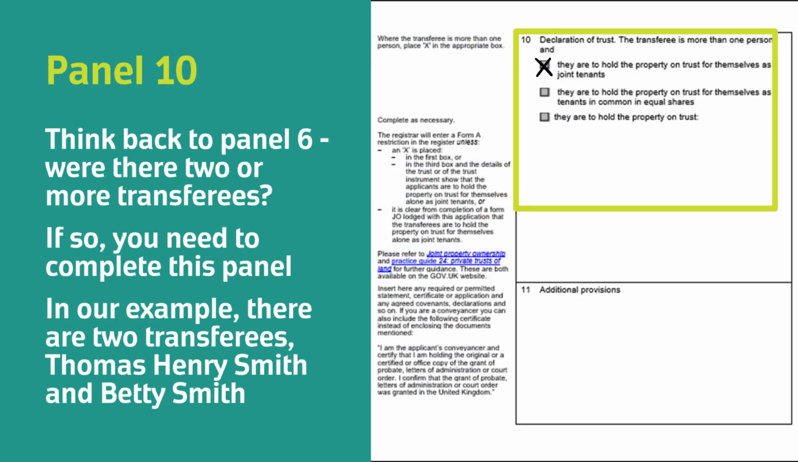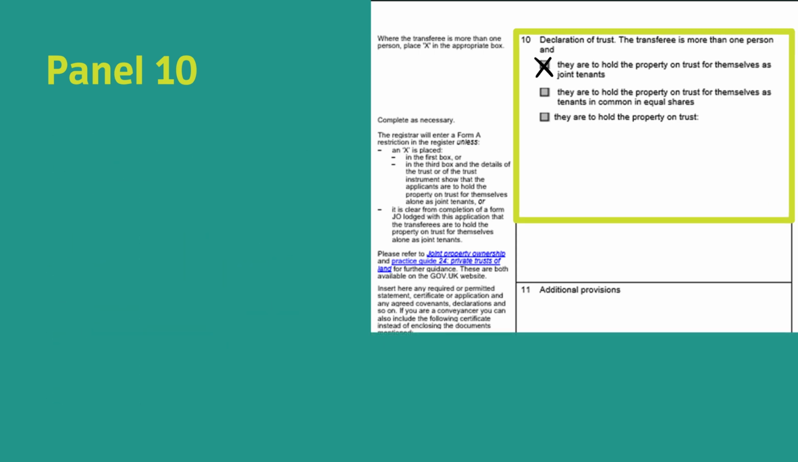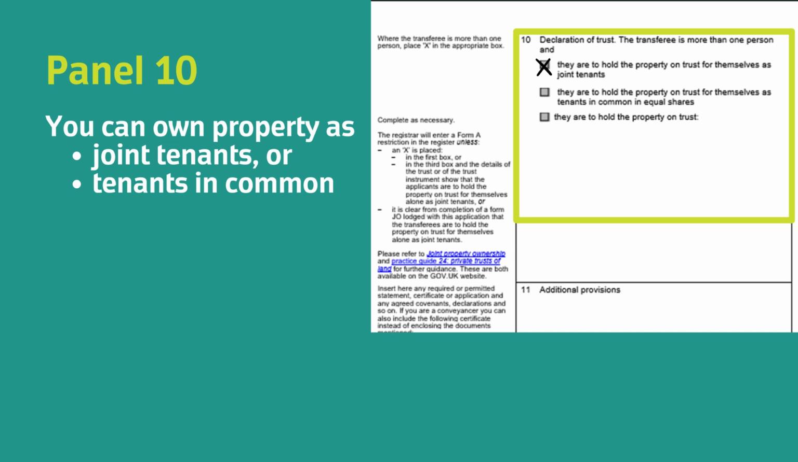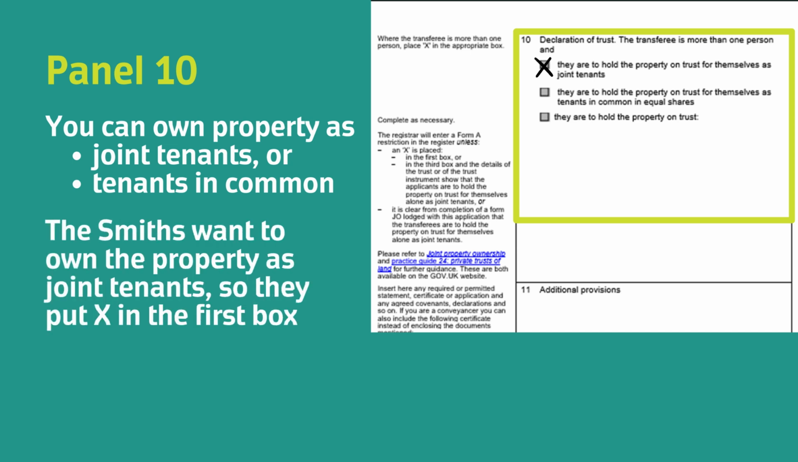Panel 10. Declaration of Trust. You fill in this panel if there are 2 or more transferees. The transferees should decide which type of joint ownership they want. You can own a property as either joint tenants or tenants in common. In our example, Thomas Henry Smith and Betty Smith want to own the property as beneficial joint tenants. So Thomas puts an X in the first box.